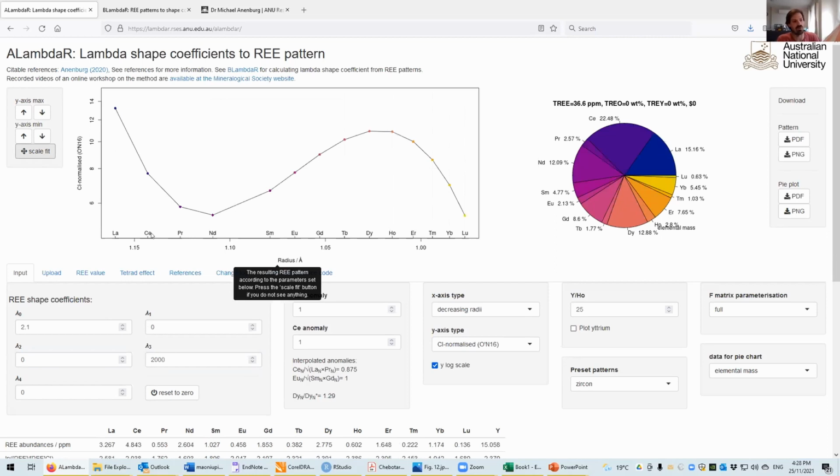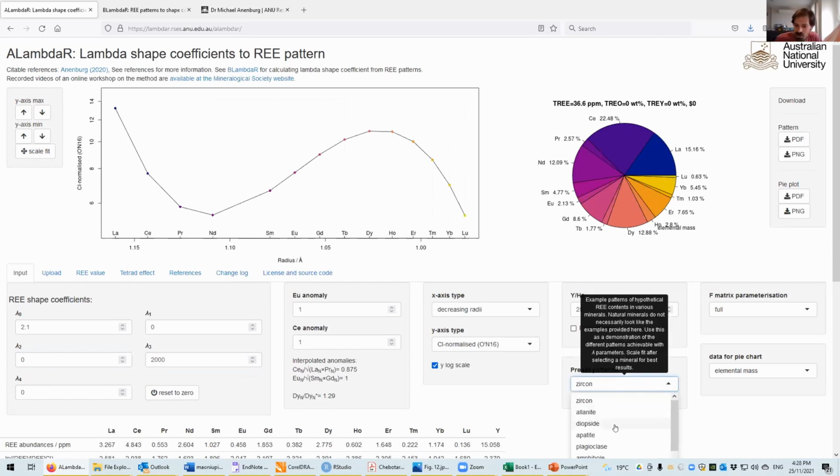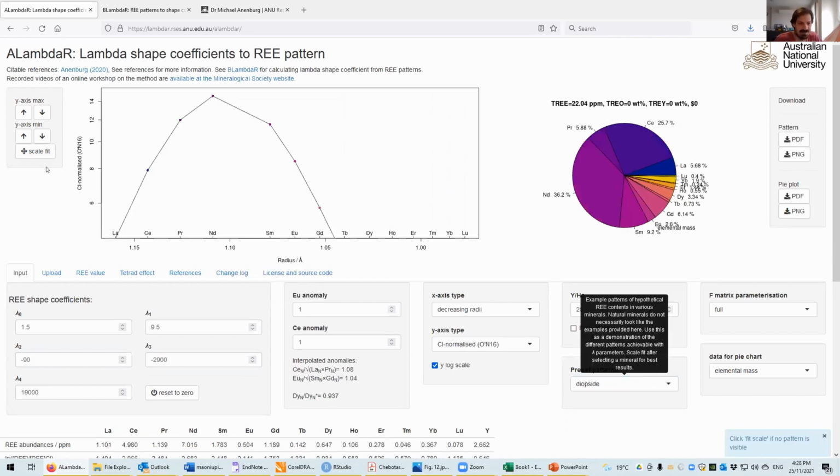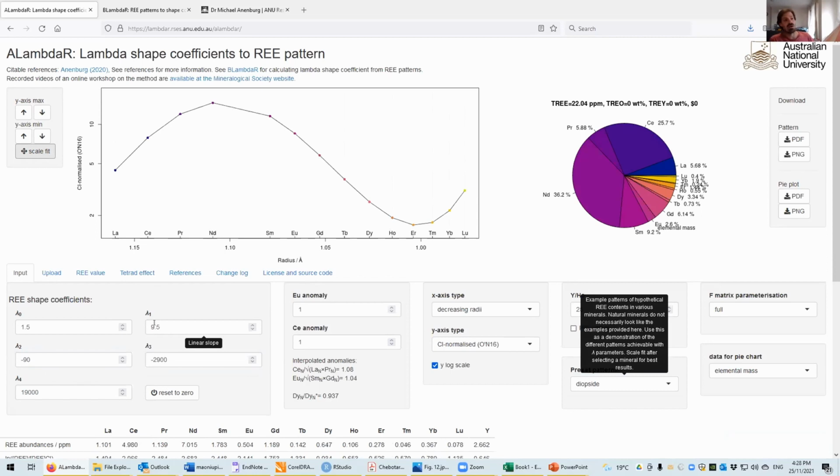And with all of those, you can construct your own rare-earth patterns. It has some preset ones you can play with. Here's one, for example, of how it might look, and the lambdas that make it. Now, this is going from lambdas to patterns. What you usually care about is when you have data that you measured in your work, and you want to know what the lambdas are, so you can look for all kinds of patterns and trends in the data.